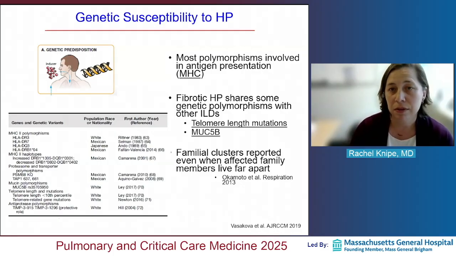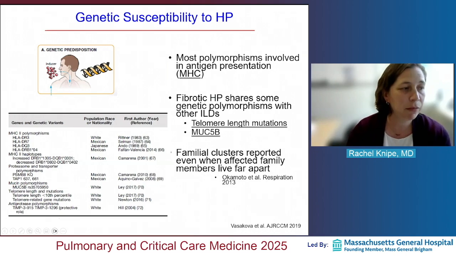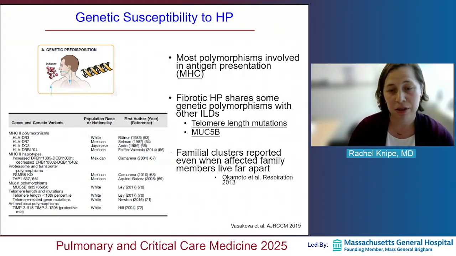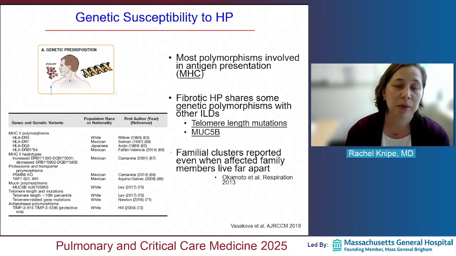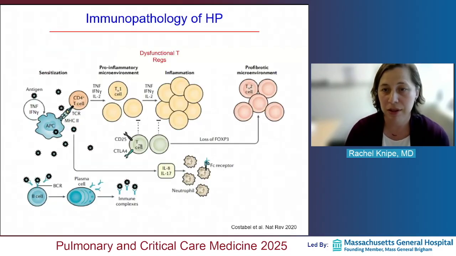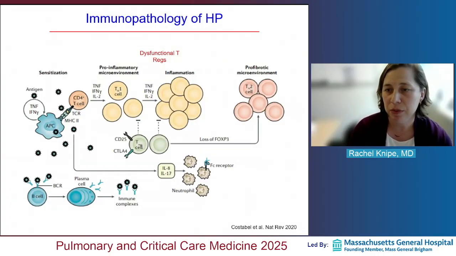And just to further emphasize the potential here for a genetic predisposition, there are familial clusters that have been reported even when affected family members live far apart from each other. So it is sometimes difficult to separate between the environmental exposures and the genetic exposures, but there have been cases with family members that don't live together that both develop hypersensitivity pneumonitis.